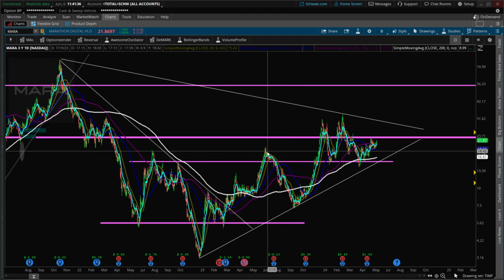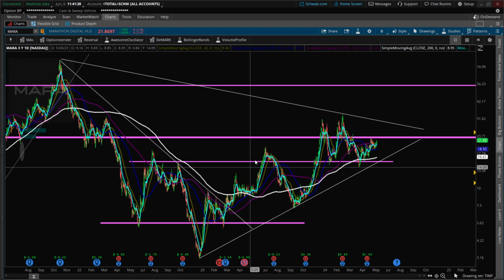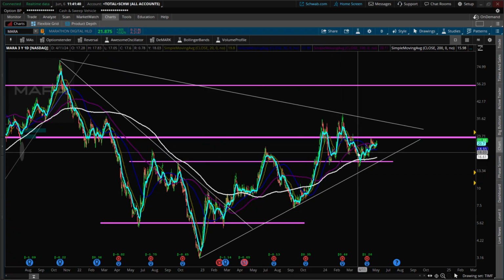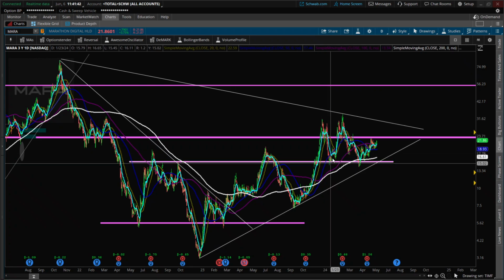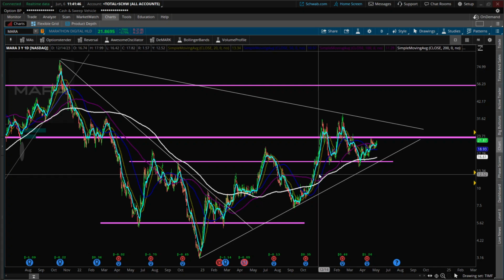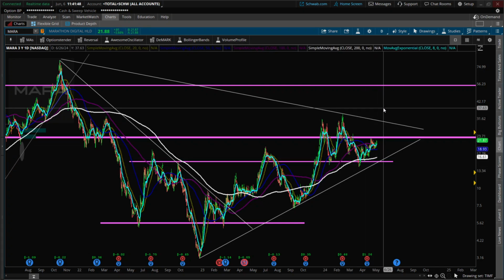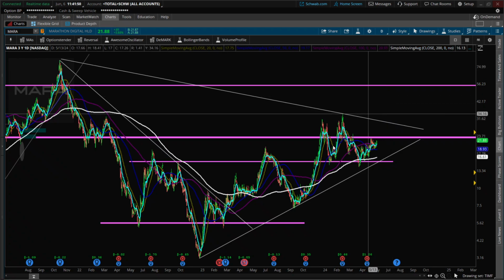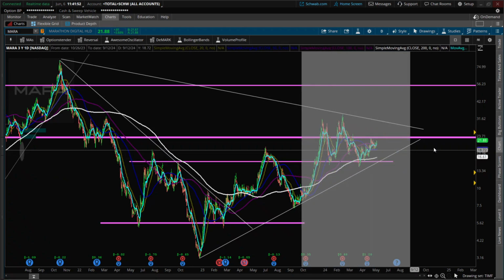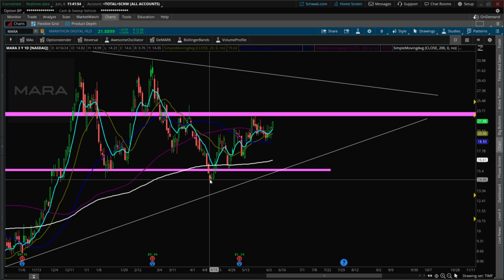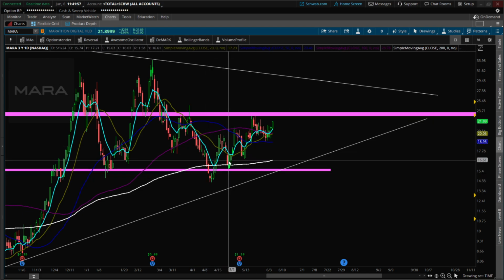You could consider this structurally as a 1-2 setup. This looks like an A, B, C expanded flat. And then we're starting our next move, which should be the largest move, as a wave 3. So right now we're gathering this market structure on the lower time frame.